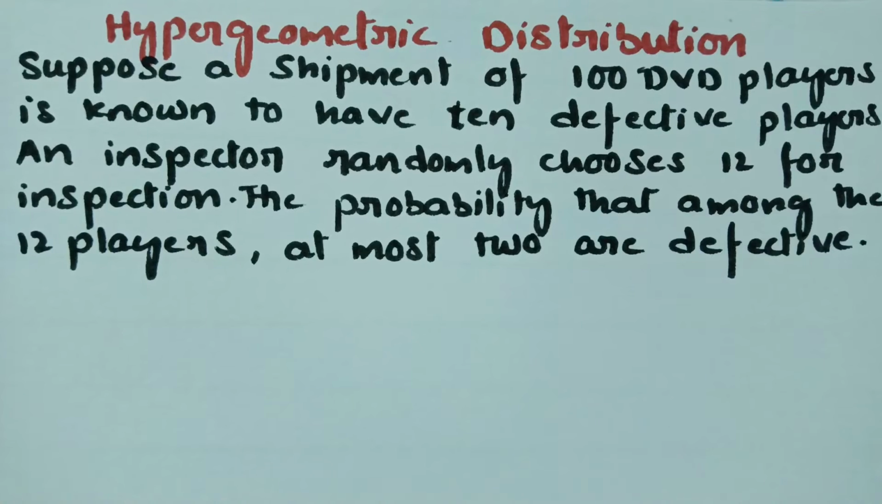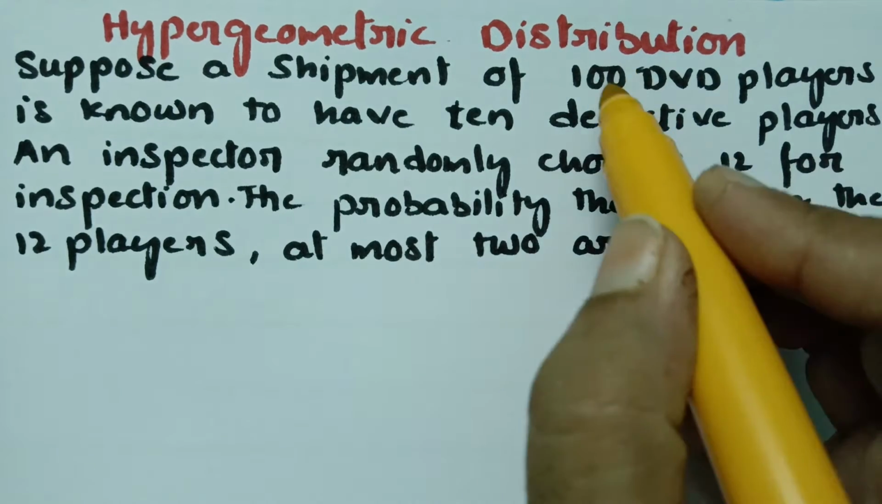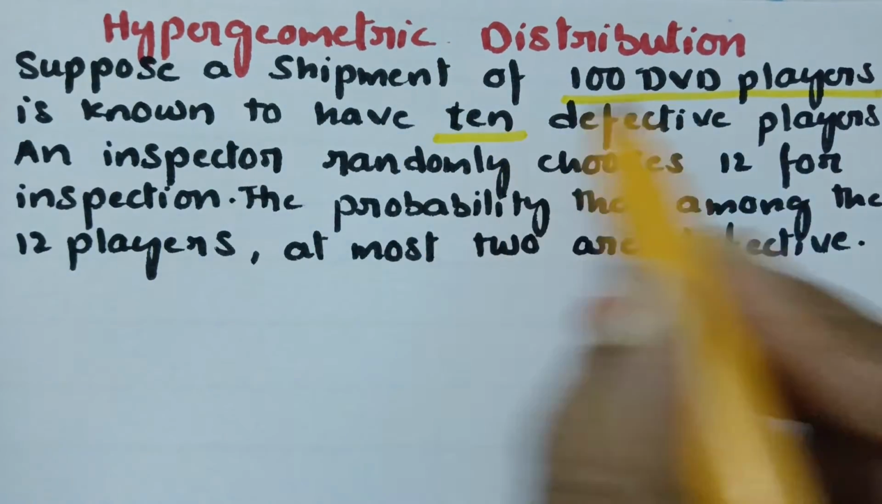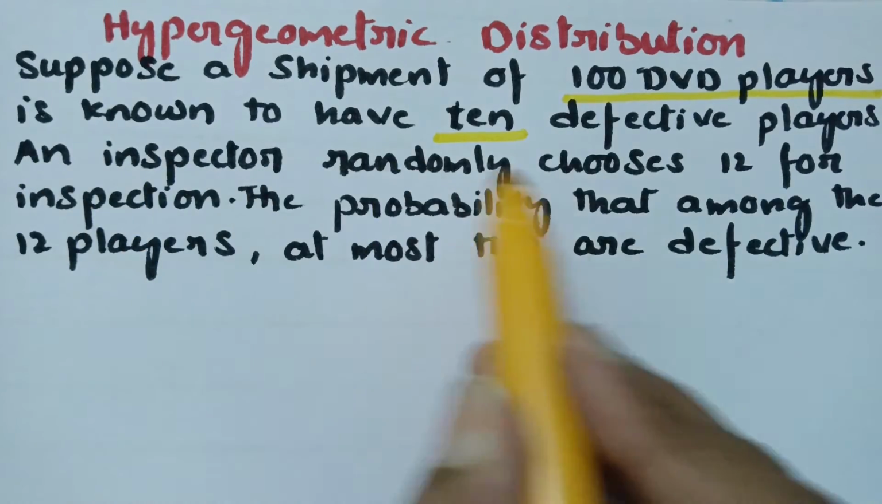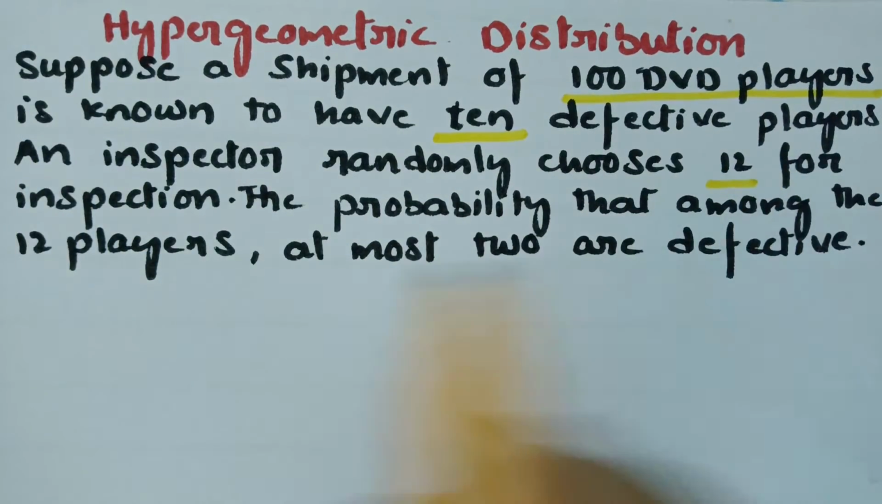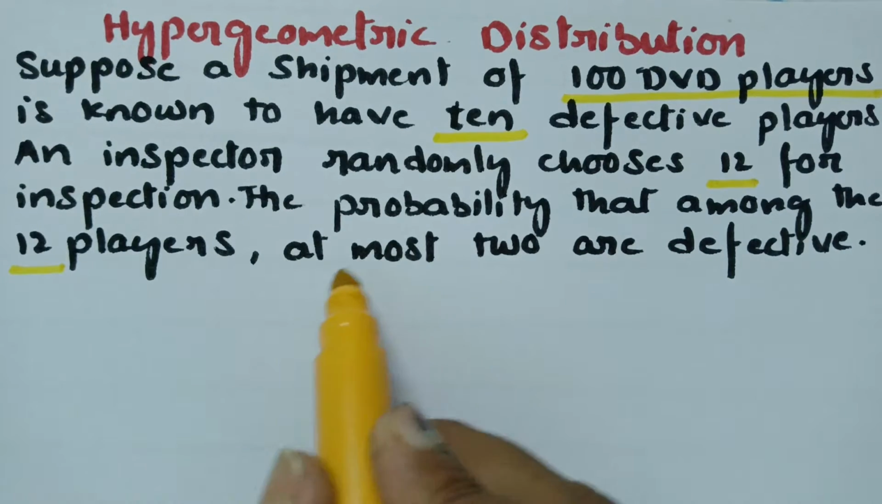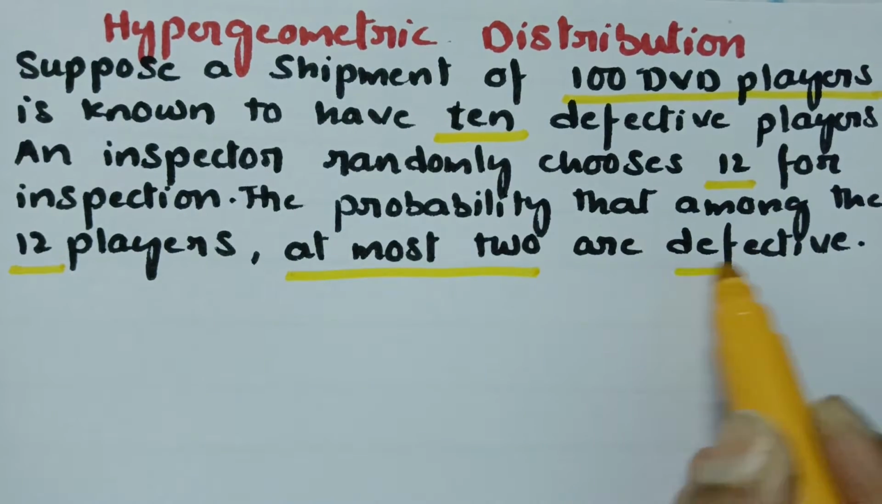This video is on hypergeometric distribution. In today's video, suppose the shipment of 100 DVD players is known to have 10 defective players. An inspector randomly chooses 12 for inspection. The probability that among the 12 players, at most 2 are defective.